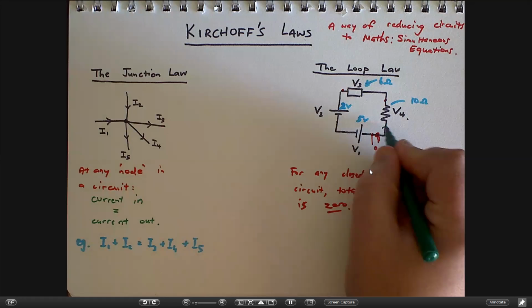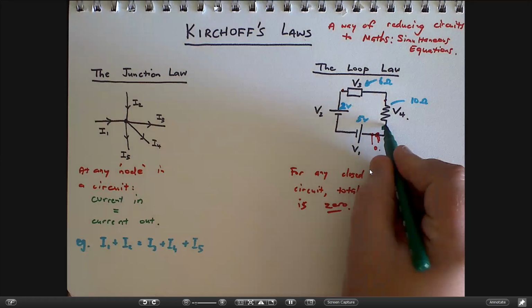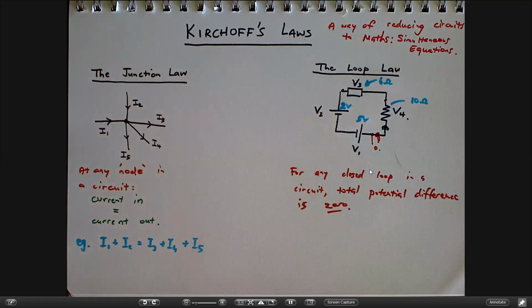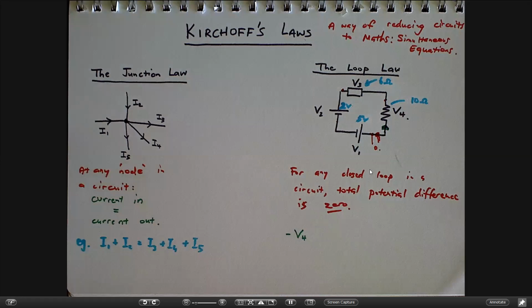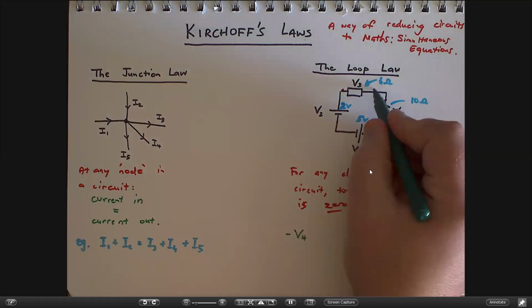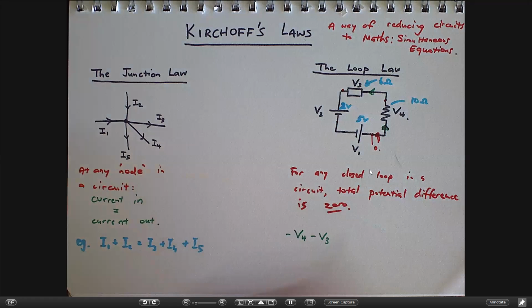And what we're going to do is, whenever we run across a resistor, we're going to count that as a negative voltage, right? So we're going to go negative V4. Then we're going to run across another resistor, and we're going to go, okay, negative V3. Then we're going to run across this V2 here, but we're running the wrong direction.